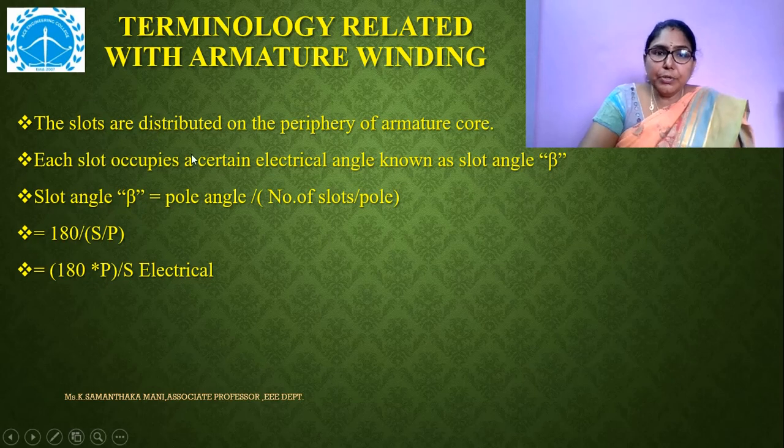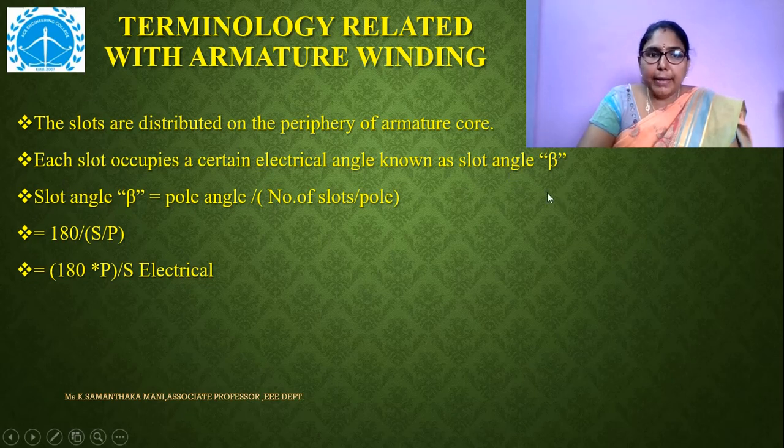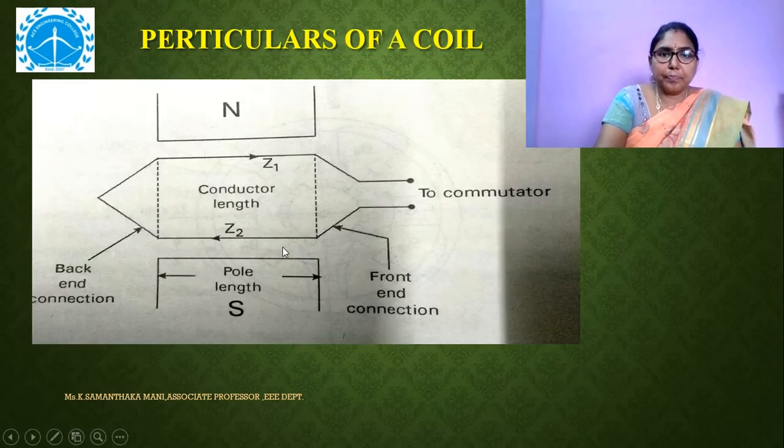The slots are distributed on the periphery of the armature core, and each slot occupies a certain electrical angle known as the slot angle, beta. The slot angle is also a new term, and it is represented with beta. It is given by pole angle by number of slots per pole. Pole angle is known to be 180 degrees, divided by S by P, where S stands for the number of slots and P for the number of poles. So it can be simplified as 180 into P by S. It is mentioned in electrical degrees.